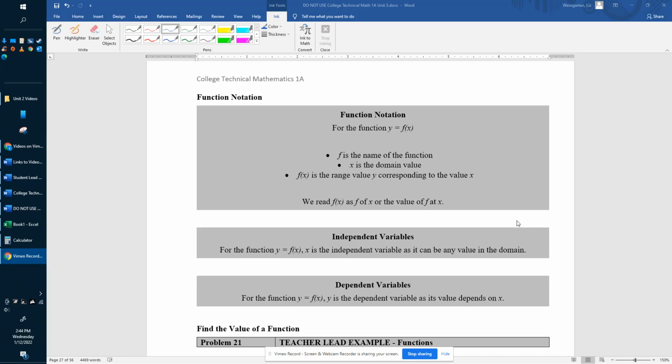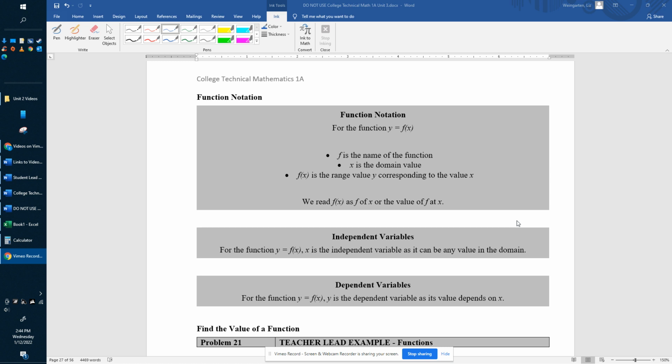Next up, we are going to talk about function notation. This is not a relation thing. This is strictly a function thing. So function notation, we generally have f of x in place of y. Why did we do this? Because we're mathematicians and we like confusing people.